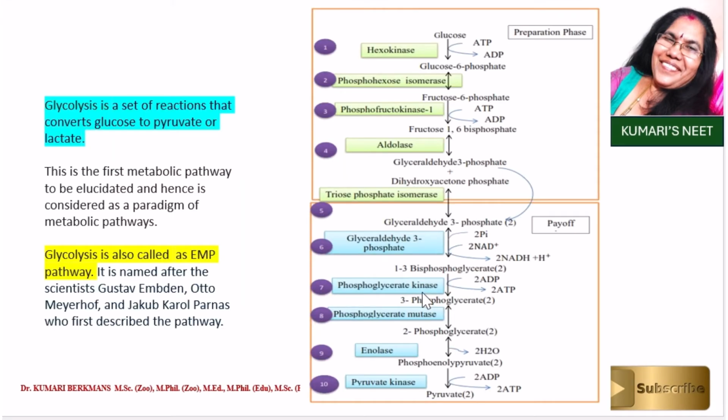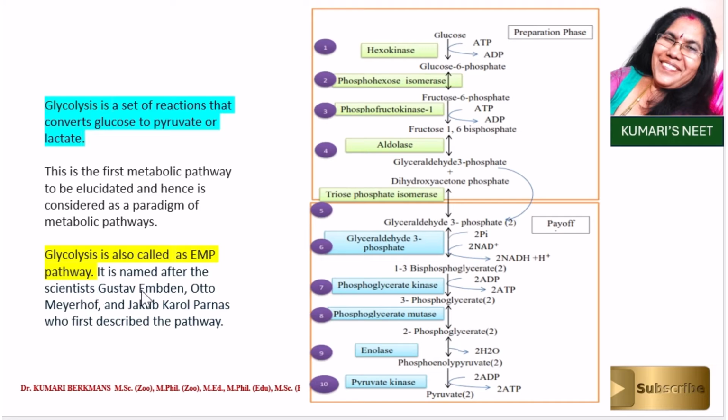Now let us see what is glycolysis. So glycolysis is a set of reaction. Actually 10 sets of reaction takes place in this, which converts the glucose into the pyruvate or lactate. It depends upon the reaction. Okay, and the glycolysis is also called as EMP pathway.